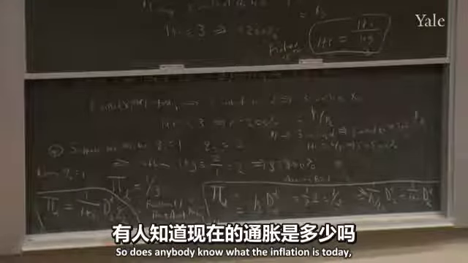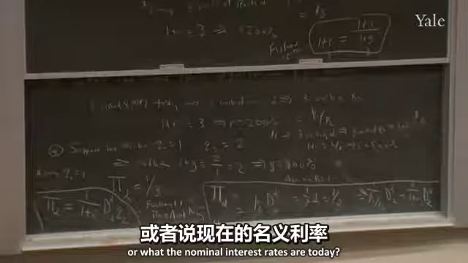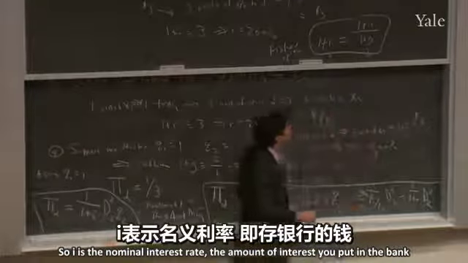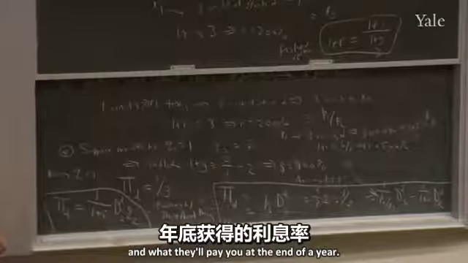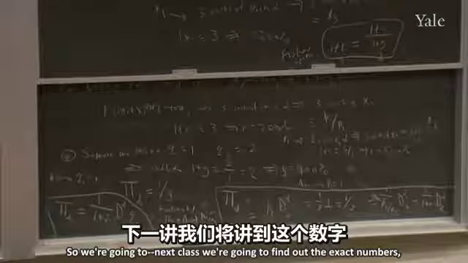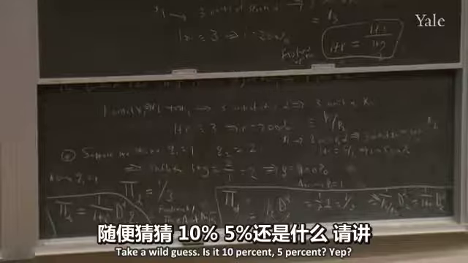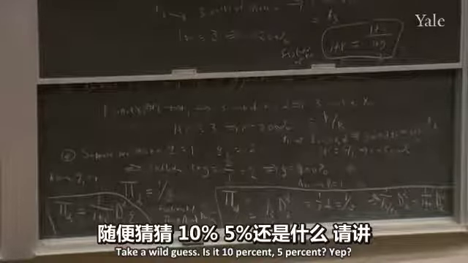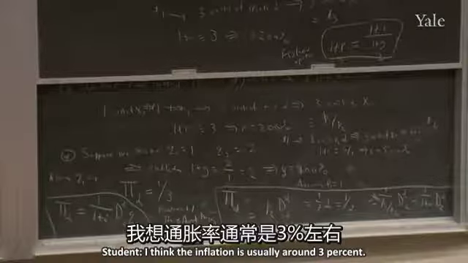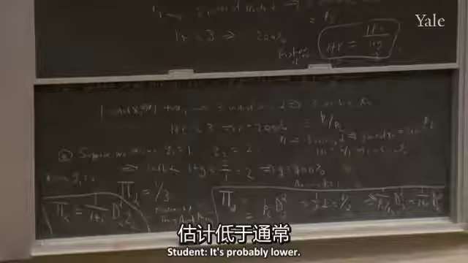Okay, so does anybody know what the inflation is today, or what the nominal interest rates are today? So I is the nominal interest rate, the amount of interest you put in the bank and what they'll pay you at the end of a year. Next class, we're going to find out the exact numbers, but what do you think it is about? Does anyone have any idea? Take a wild guess. Is it 10%? 5%? Yep. Usually. And do you think it's higher or lower than usual nowadays? Probably lower. Okay, that's good.